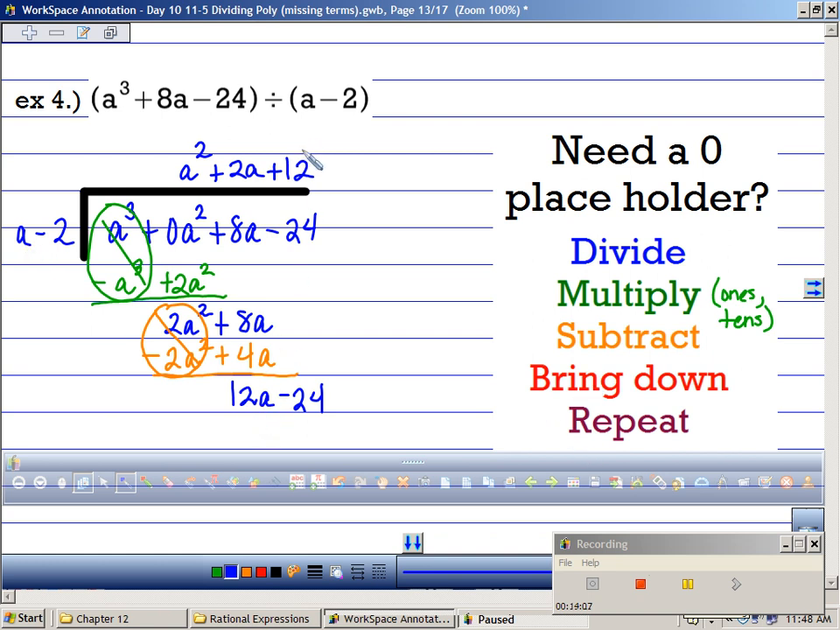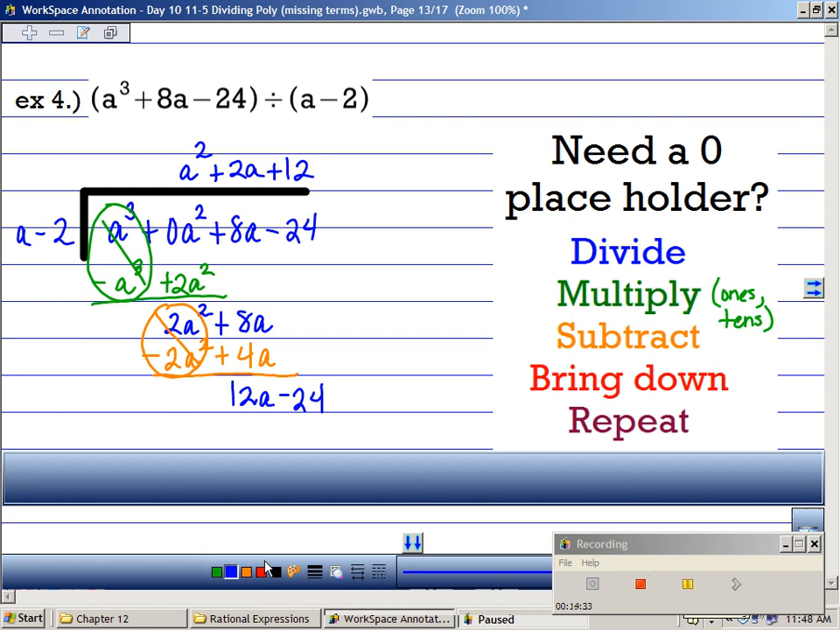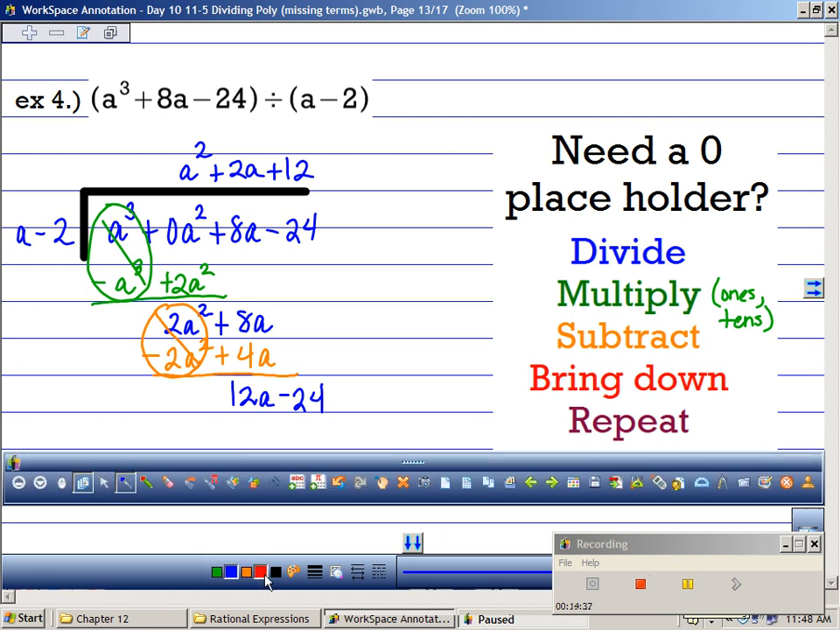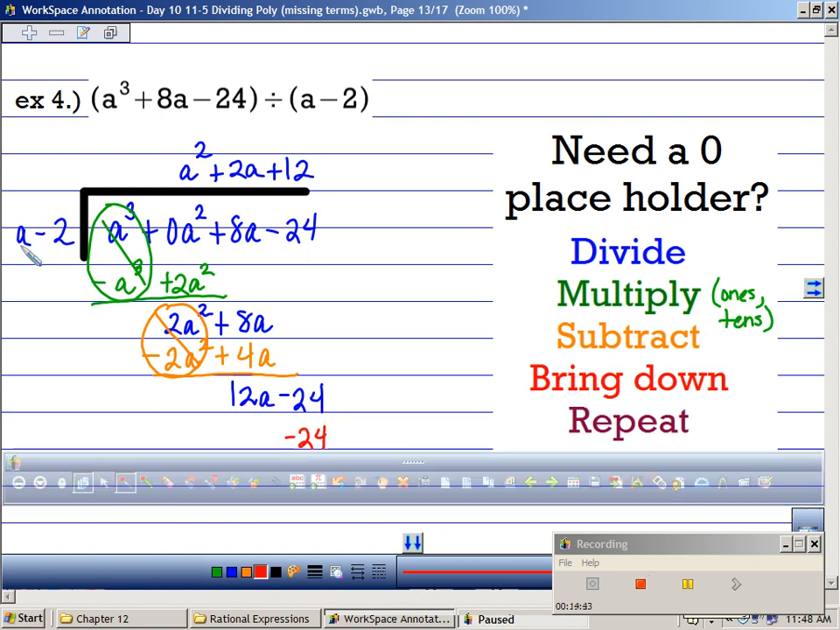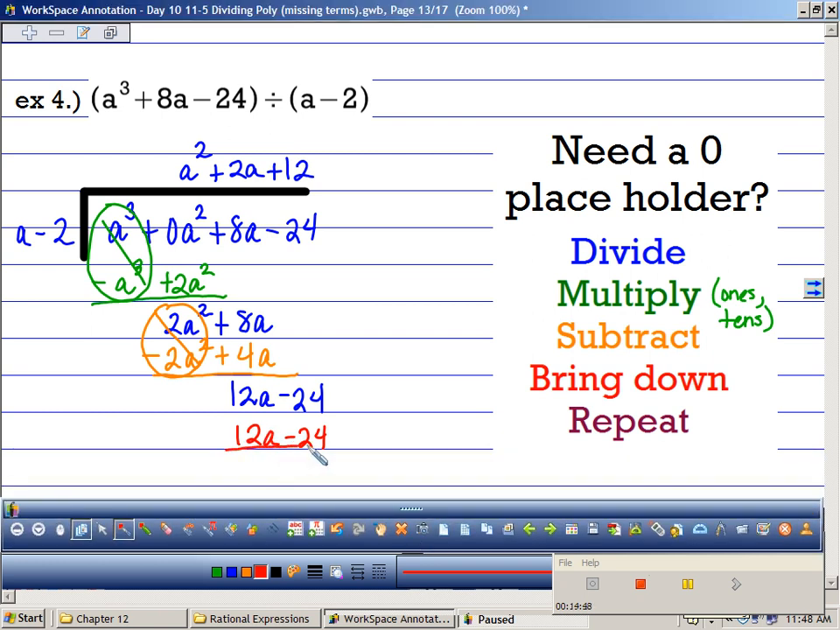Okay. A goes into 12a 12 times. So 12, we're going to change our color to red. 12 times -2 is -24. 12 times a is 12a. Draw the line. Change the sign. This goes away. 0, and we're done.